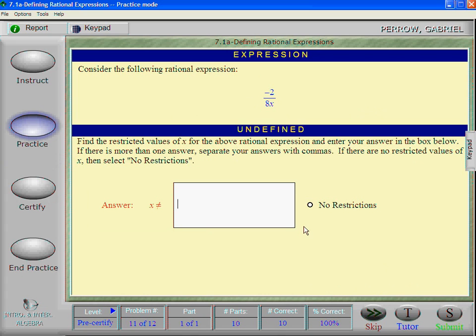Okay. Another example where you could just say, here's the bottom, set it equal to 0. If I divide both sides by 8, I'd have x still equals 0. So 0 is the restriction there.